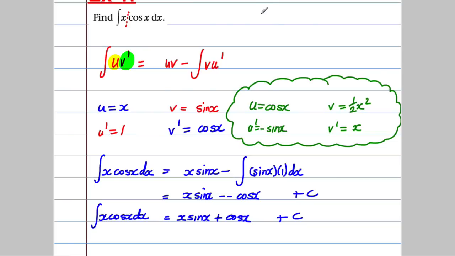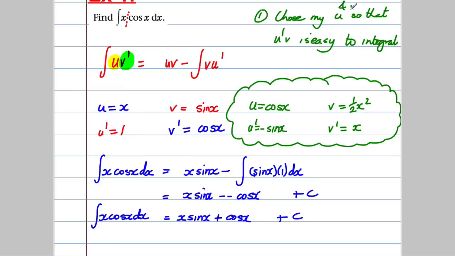So the important lesson is I choose my u and really my v dash so that u dash v is easy to integrate. So I choose my u and my v dash so that uv dash is easy to integrate. If it isn't easy to integrate, there's no point in doing the method. I've just made a more complicated integral for myself.